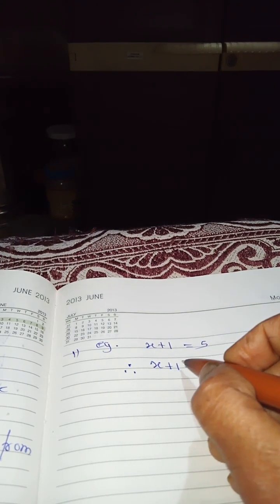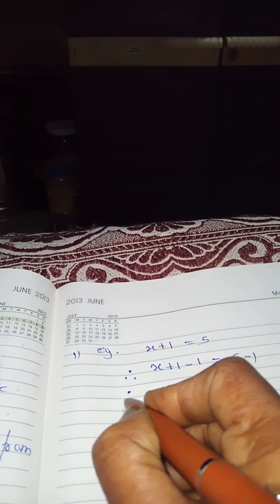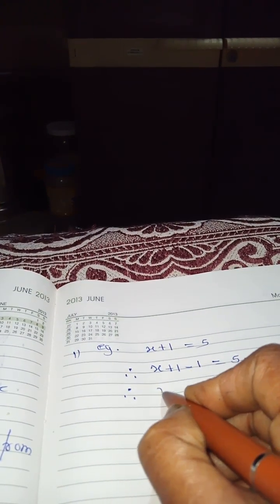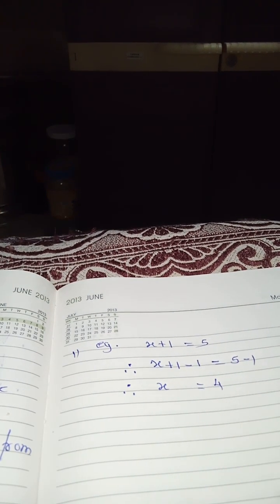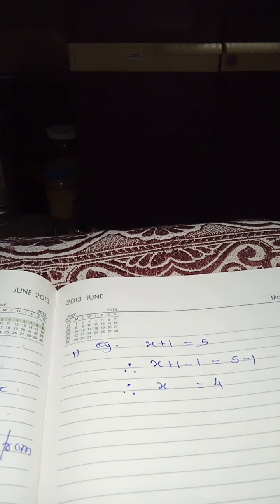So plus 1 and minus 1 got cancelled. Therefore, very important, x is equal to 5 minus 1, which is 4. So that is the answer you are getting. You understood? Very easy, try to understand very carefully.